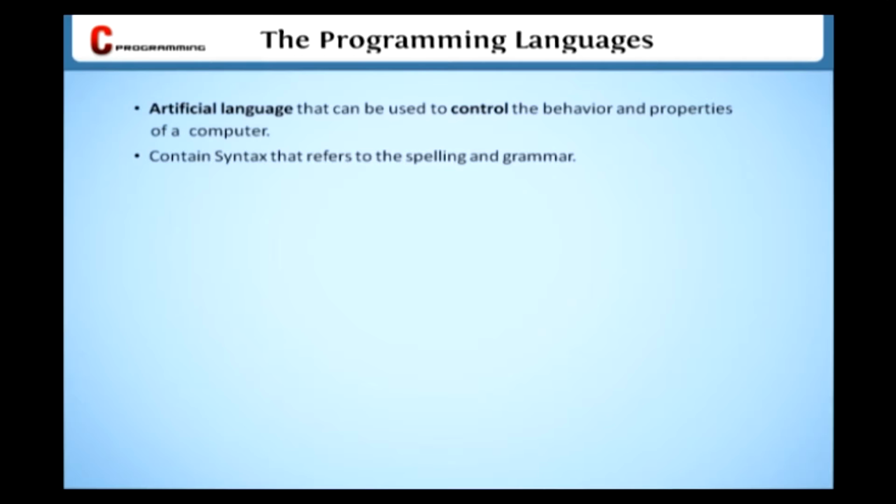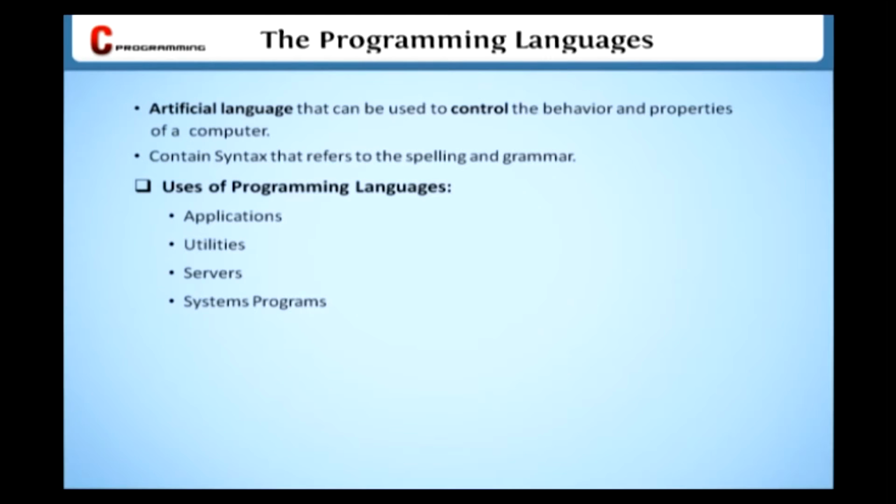A programming language is used to write computer programs, such as applications like reservation systems, banking, payroll management systems, and so forth. Utilities that are predefined APIs, that's Application Programming Interface. Server programs to share data with other computers. System programs, which are the operating system.